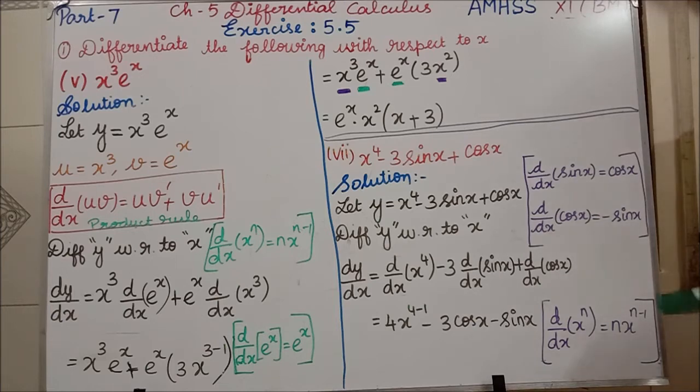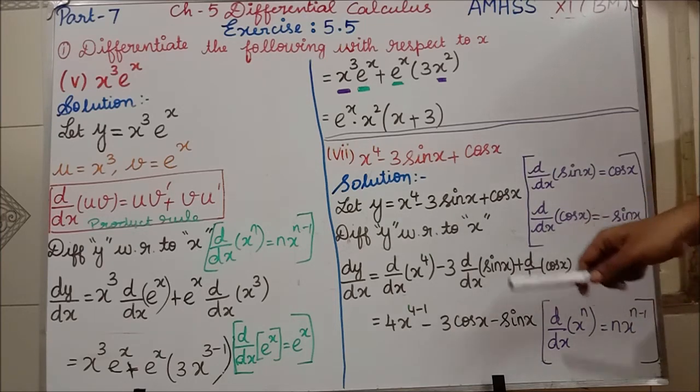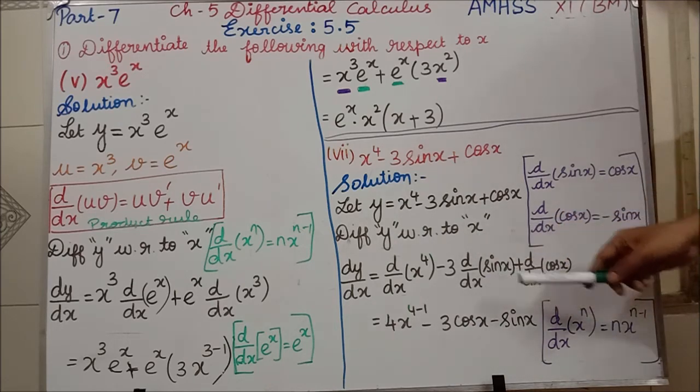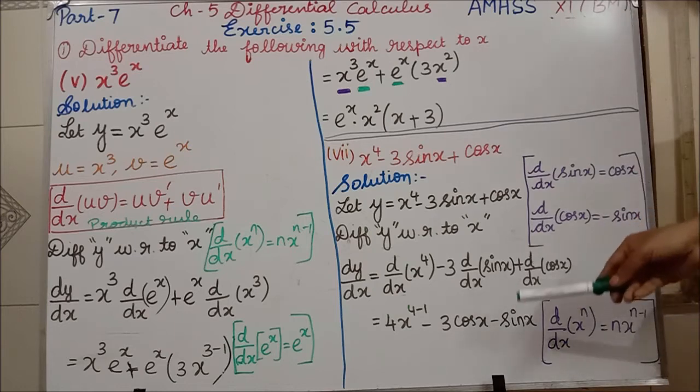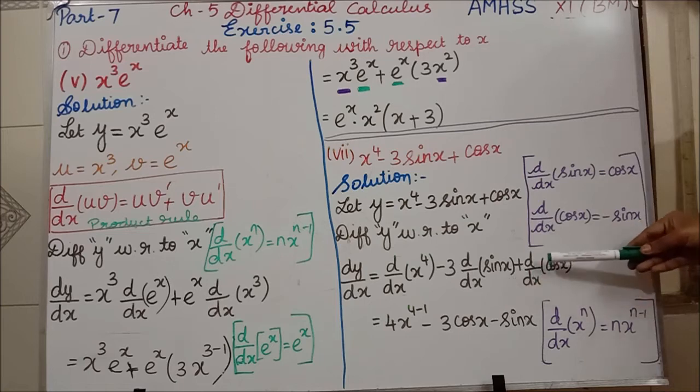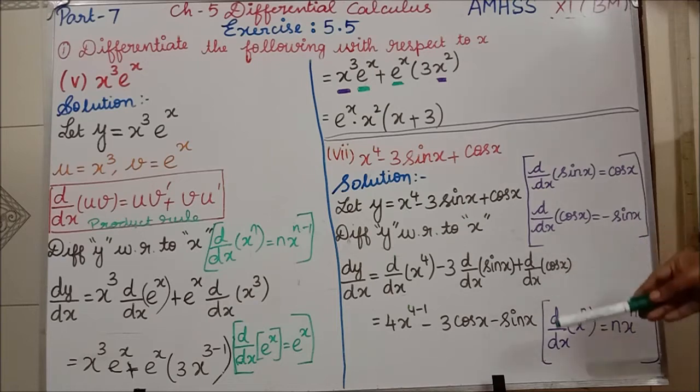Clear all of you? So d by dx of x power 4. X power 4 means what formula will you apply? This formula. So 4 x power 4 minus 1, minus 3 d by dx of sin x, answer is what? Cos x. So minus 3 cos x. So here plus only we are having, but d by dx of cos x answer is what? Minus sin x. So plus into minus it will become minus, so minus sin x. That's all, over. The sum subdivision is over. Clear students? Clear all of you?